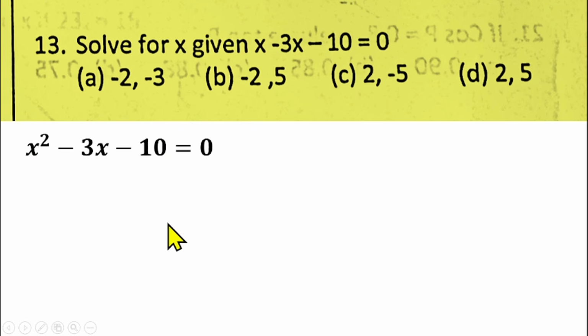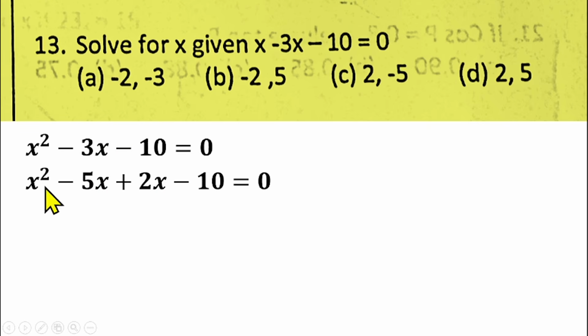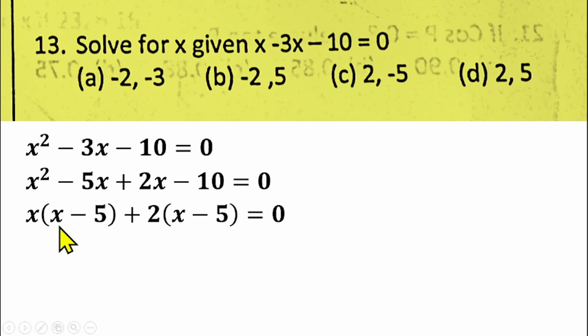And that should be minus 5 and plus 2. So minus 5s plus 2s will replace minus 3s here. And that should give us s squared minus 5s plus 2s minus 10 equals 0. Factorize this. s is common, so we have s into s minus 5. 2 is common here, you can factorize plus 2 there. We have plus 2 into s minus 5 equals 0. So bring this together. We have s plus 2 into s minus 5 equals 0.